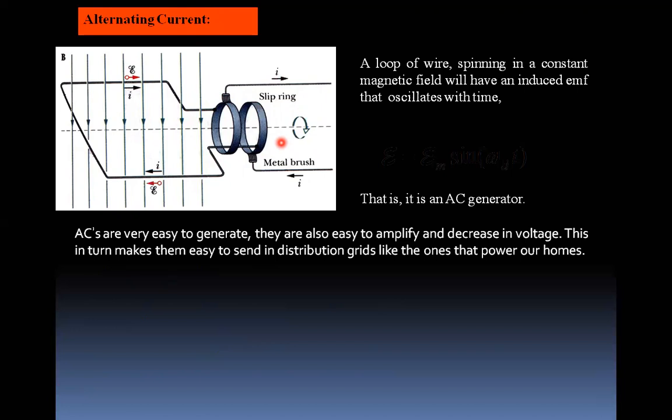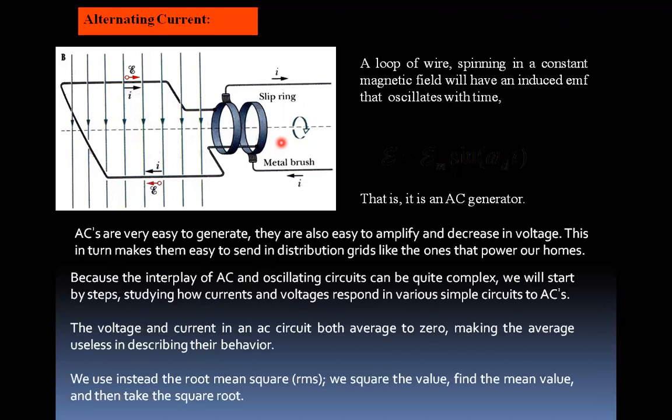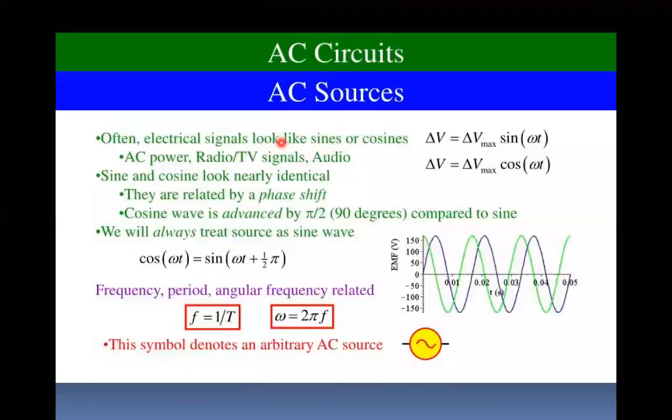ACs are very easy to generate. They are also easy to amplify and decrease in voltage. This in turn makes them easy to send in distribution grids like the ones that power our houses. Because the interplay of AC and oscillating circuits can be quite complex, we will start by studying step by step how current and voltage respond in various simple circuits to AC. The voltage and current in an AC circuit both average to zero, making the average useless in describing their behavior. We use instead the root mean square: we square the value, find the mean value, and then take the square root.